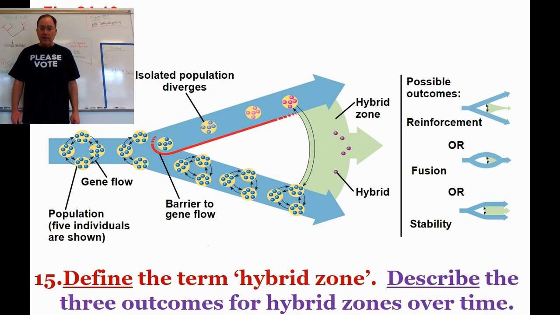Please define the term hybrid zone. Describe the three outcomes for hybrid zones over time. Press pause. You're going to need to know this for sure.